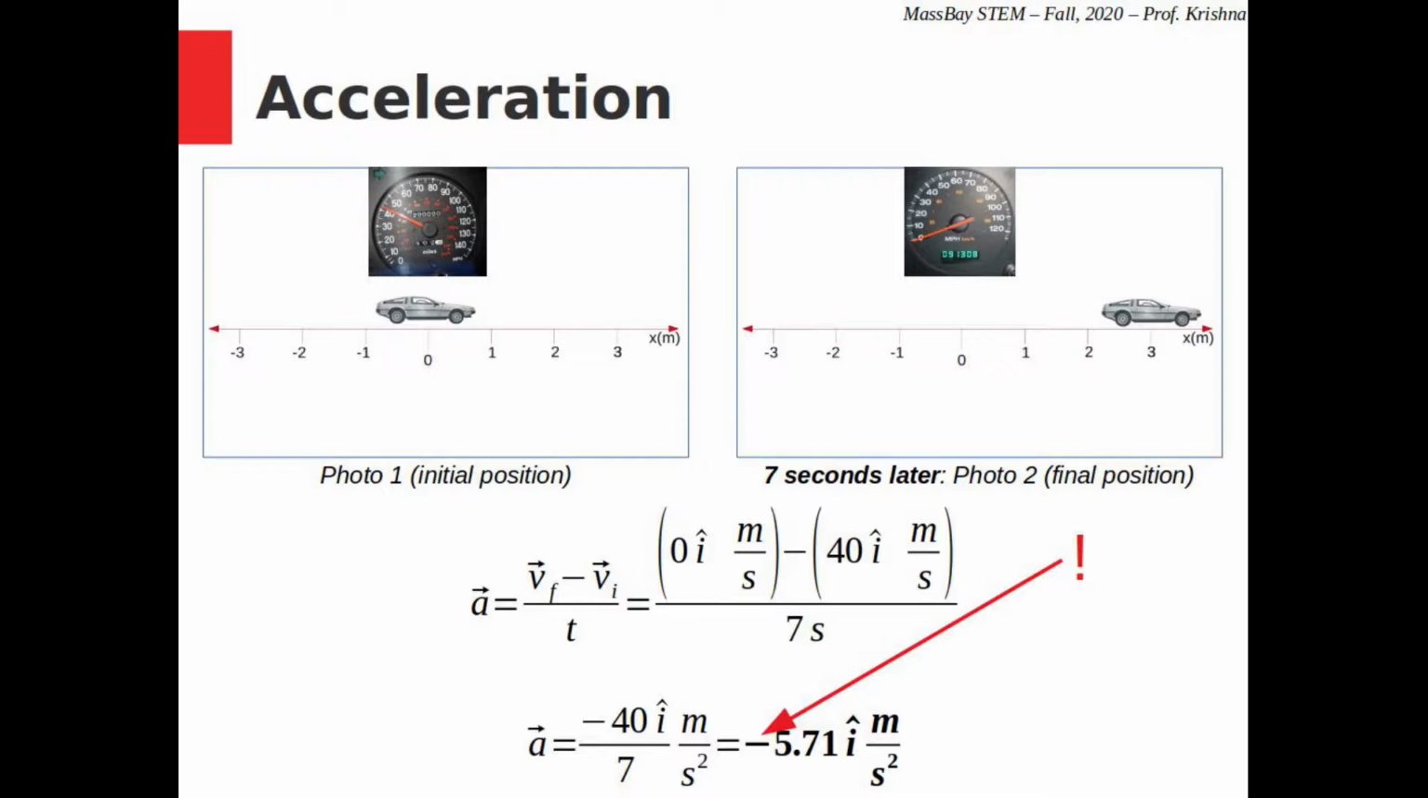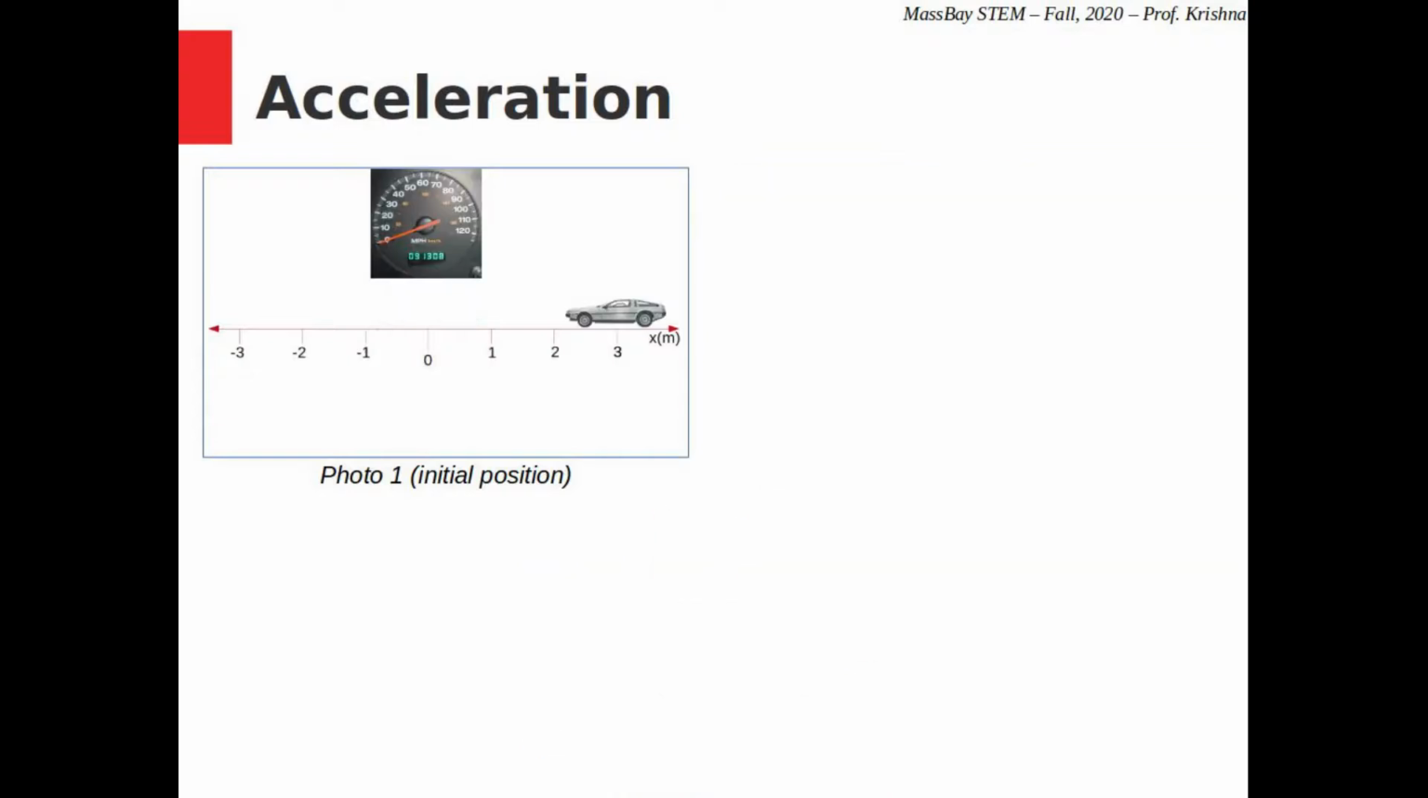Negative. But this whole time you were driving in the positive direction. Unlike velocity and displacement, the direction of acceleration doesn't always match which way you're driving. You can indeed have a negative acceleration even if you travel in the positive direction. Specifically, acceleration is negative if you slow down in the positive direction.